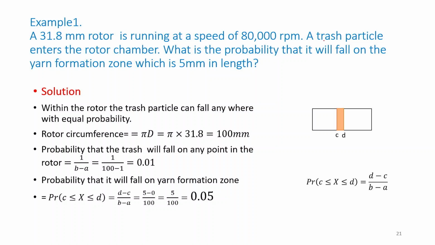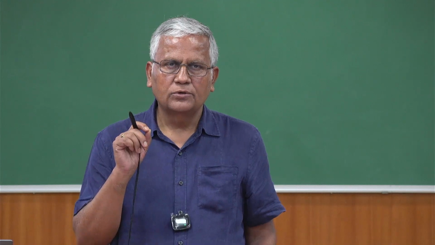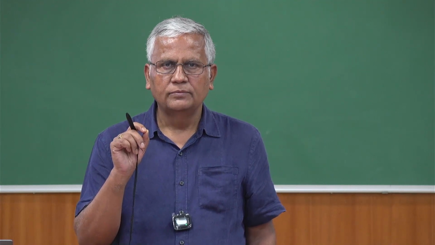Here a trash particle enters the rotor chamber. What is the probability that it will fall on the yarn formation zone, which is 5 millimeter in length? So the rotor is a device by which we assemble the fibers and then twist them to make a yarn. Now, the process of rotor spinning should be a little known to you.